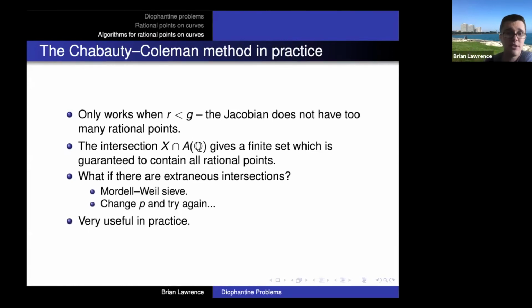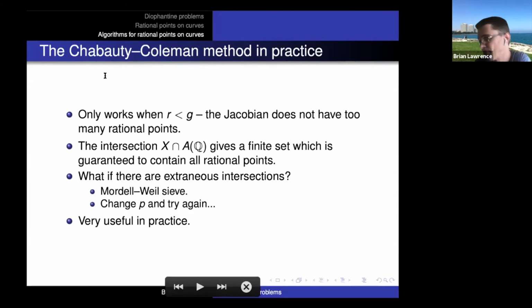Well, when that happens, there are things you can do. There's something called the Mordell-Weil sieve. There's also just the dumb option to change p and try again. I said we're working p-adically. You can choose any prime number p, so try a different prime and see what happens. So in practice, this Chabauty method is very useful. As soon as you have a curve where R is less than G, you expect that you'll be able to play around with the Chabauty method and fudge it a little bit, and eventually you'll get a proof that you have the full list of rational points.